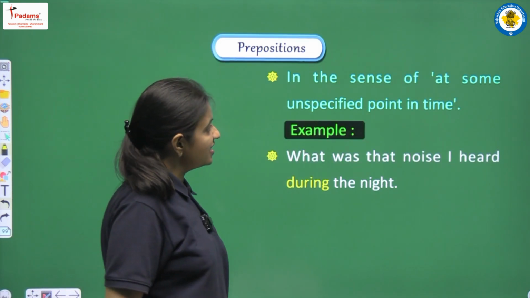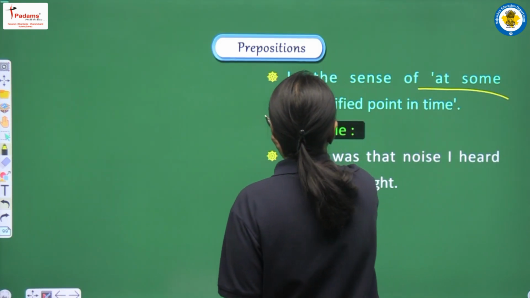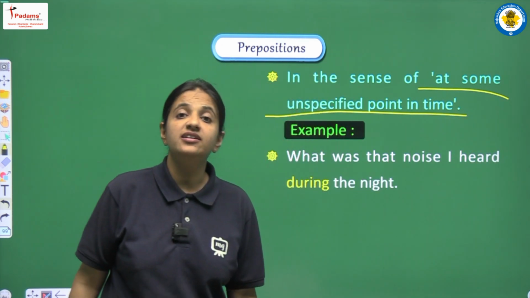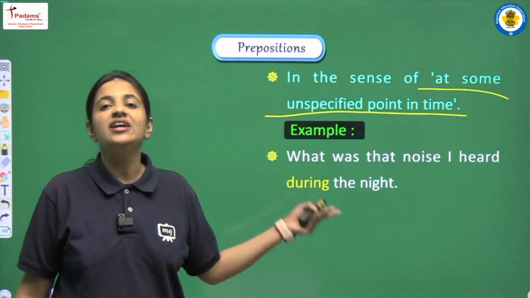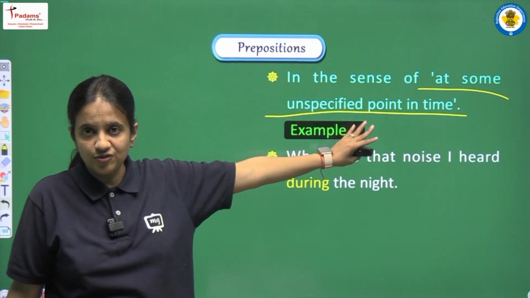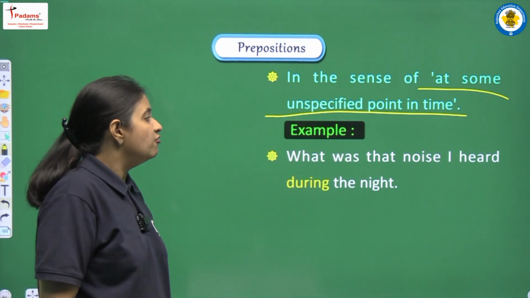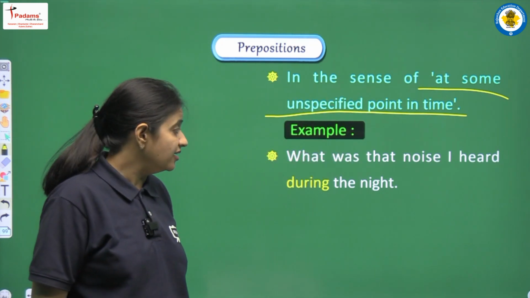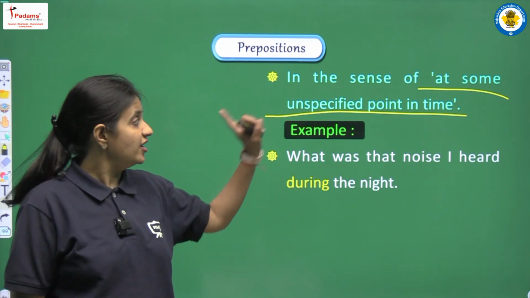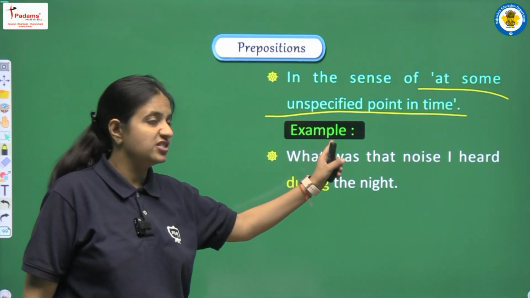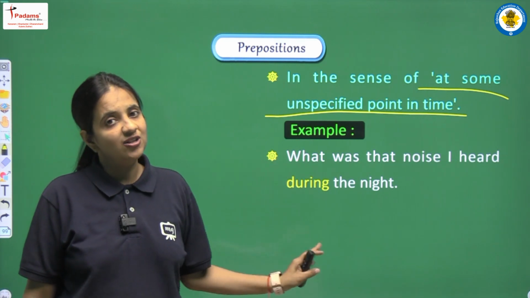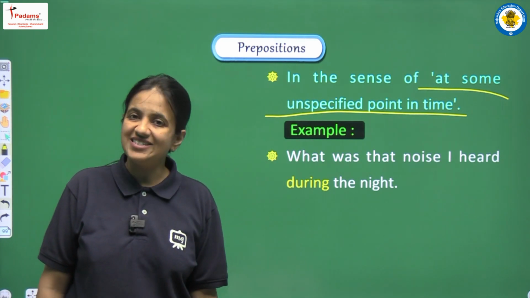Next, in the sense of at some unspecified point in time. So yes, with the help of during we can also show this kind of sense. So let's see the example. What was that noise I heard during the night? So when we are talking about some unspecified point of time, then also we can use during in a sentence.